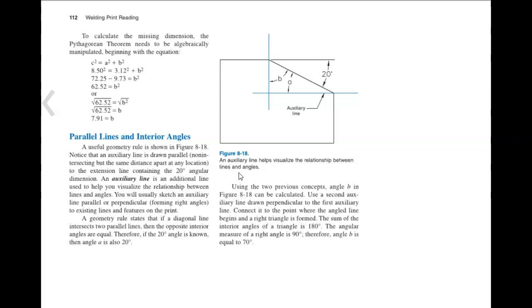Using the two previous concepts, angle B in figure 8-18 can be calculated. Use a second auxiliary line drawn perpendicular to the first auxiliary line. Connect it to the point where the angled line begins and the right angle is formed. The sum of the interior angles of a triangle is 180 degrees. The angular measurement of the right angle is 90 degrees. Therefore, angle B is equal to 70 degrees.